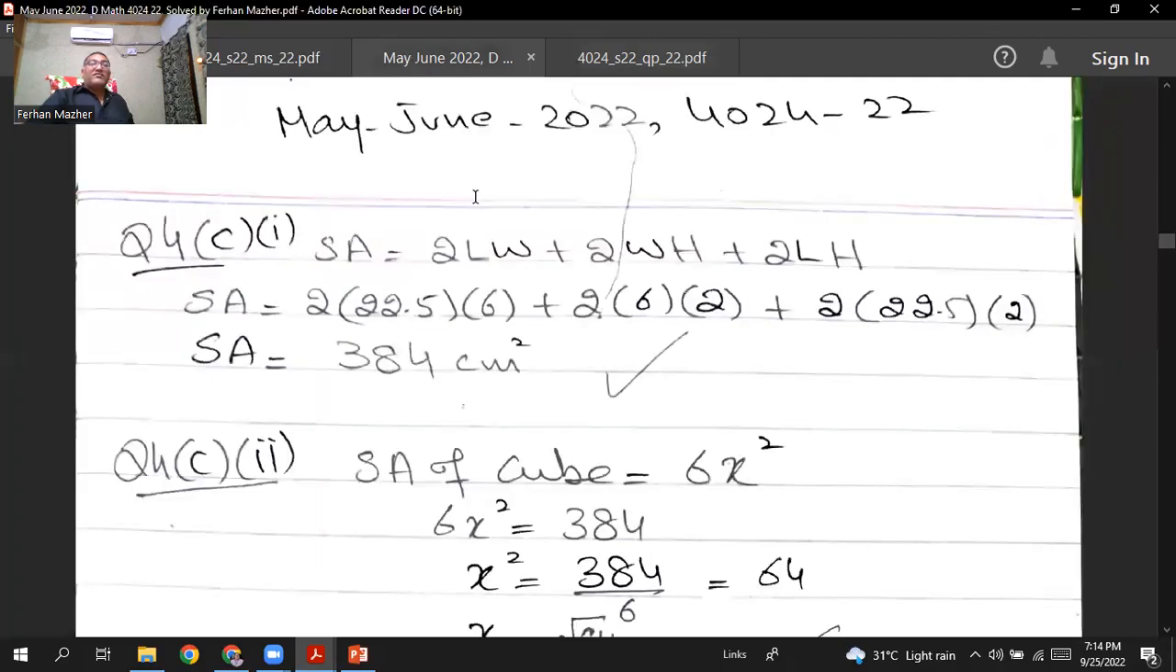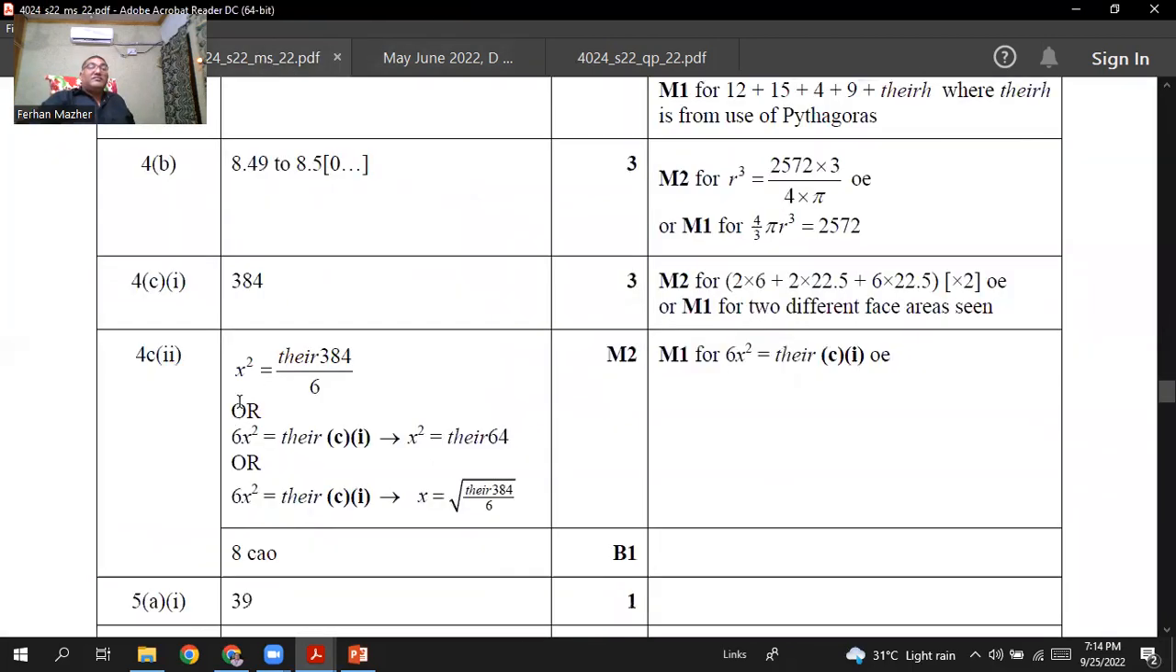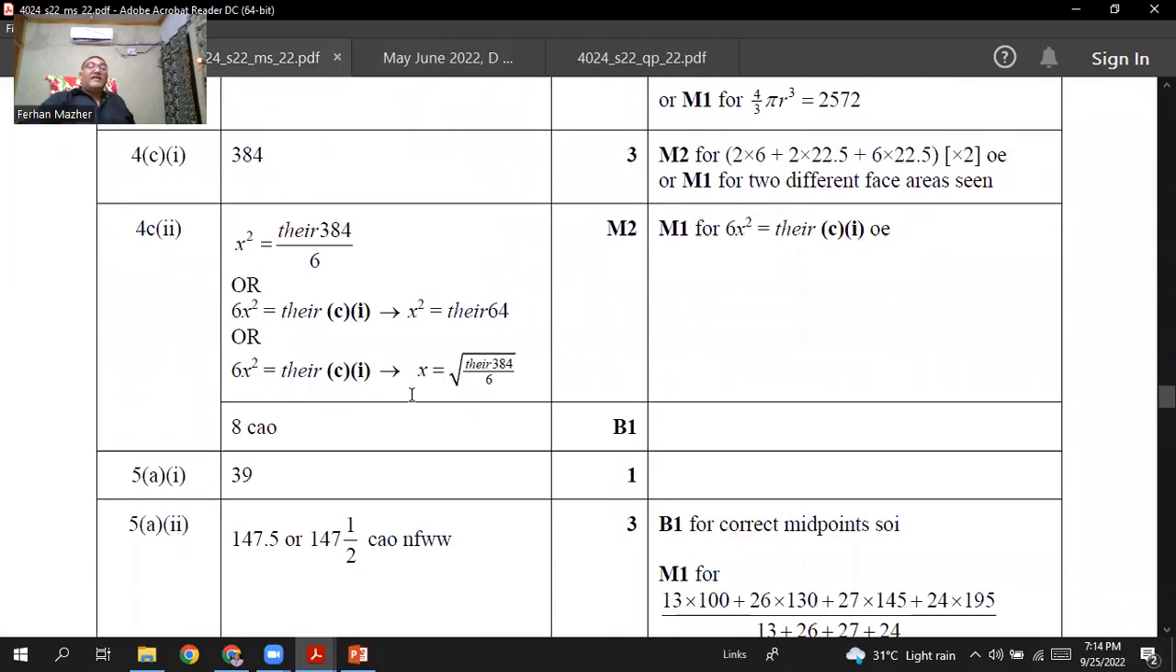So we can find the value of the x. So the surface area of the cube is 6L square or 6x square. And 6x square will be equals to 384. So x square will be equals to 384 divided by 6, and that will be 64. So take square root on both the sides. So x will be equals to the square root of the 64, and x will be equals to 8 centimeters. So the edge of the cube is 8 centimeter long. So I think 8 is the answer. So 8 is the right answer, sir.